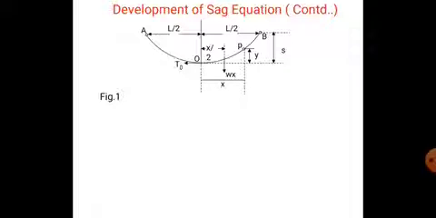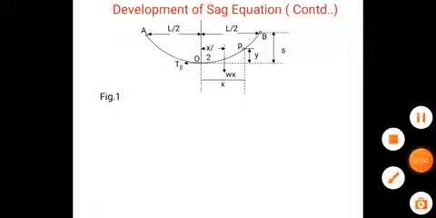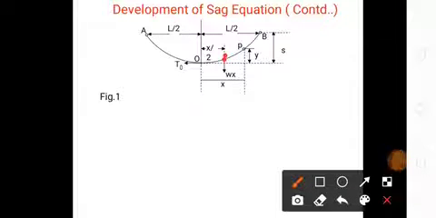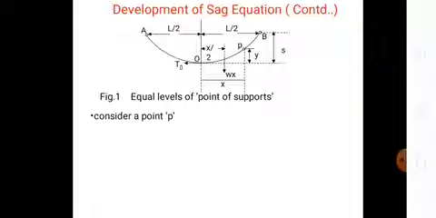At point P the curvature OP is almost equal to the horizontal component, that is a straight line. So the sag will occur here. The horizontal component is the weight of the conductor, that is Wx, and Y is the sag. Here the distance between O and P is x, and the distance up to the sag is x by 2. Equal levels of points of supports. Consider a point P.